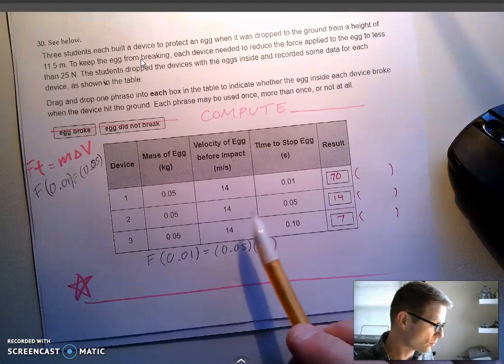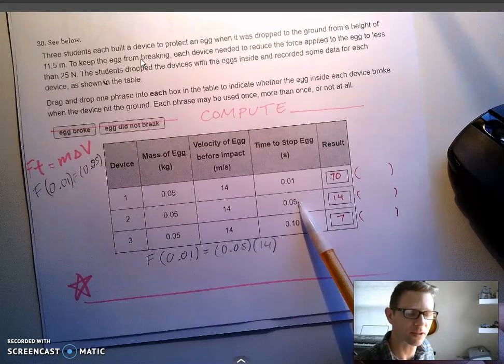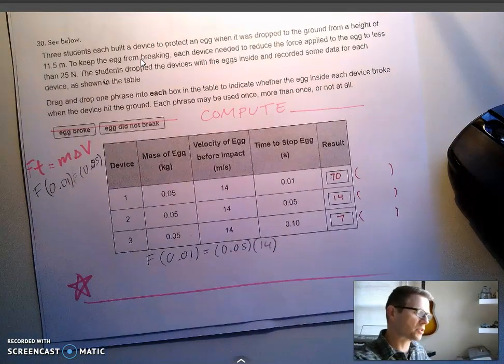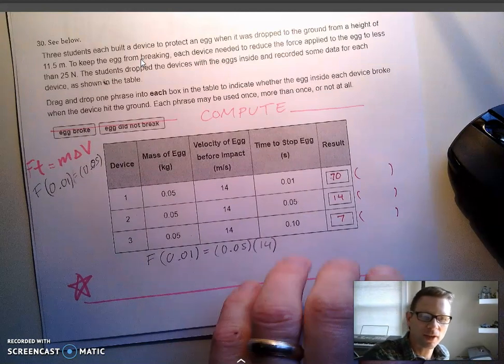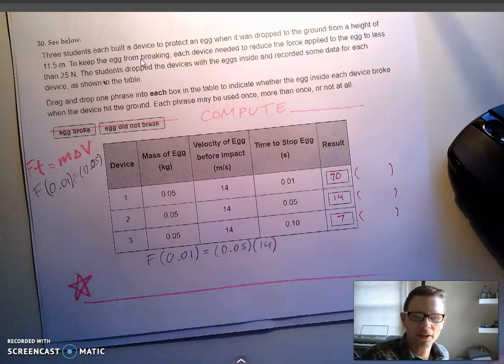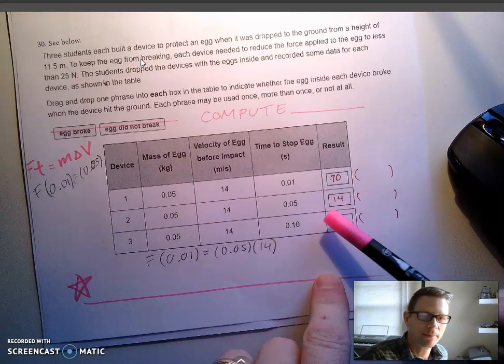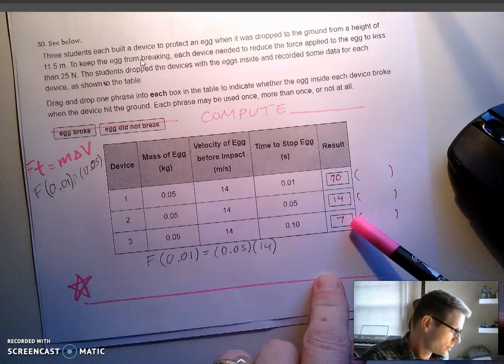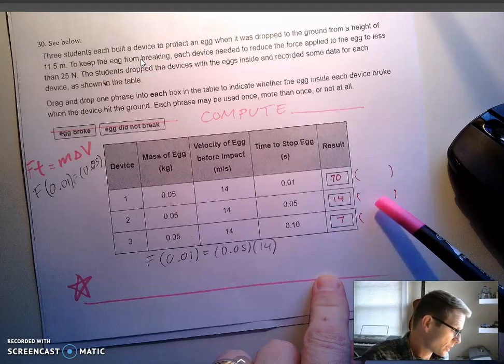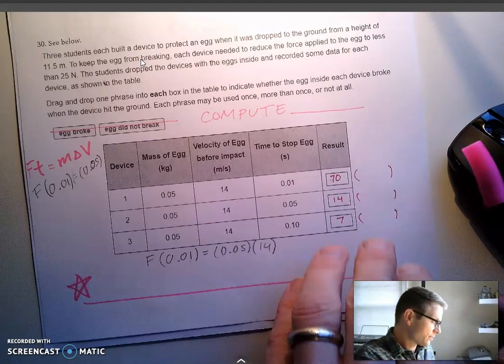Do the same thing for 0.05 seconds. This is just like we tried to do in the egg drop project. That was the point of the egg drop project. If you didn't get a great grade on the egg drop project, you can go back and talk to me, and we can look at this again, but you were trying to increase the time. Egg doesn't break here because it's less than 25 newtons.